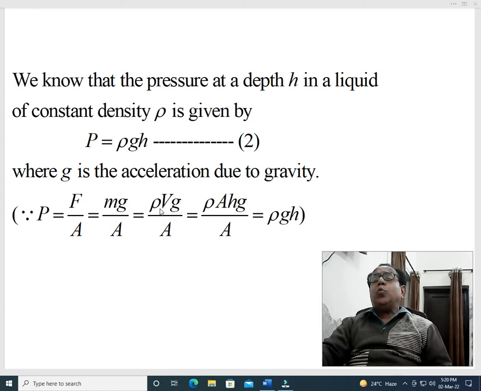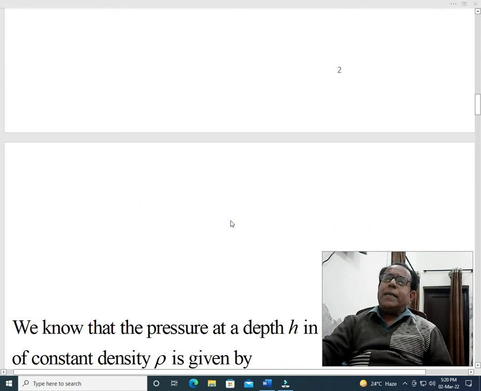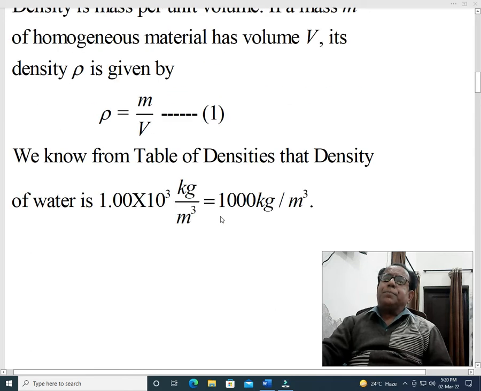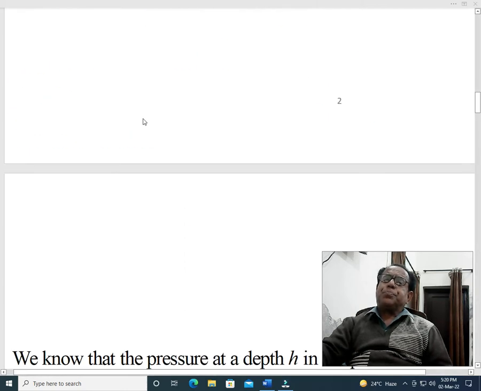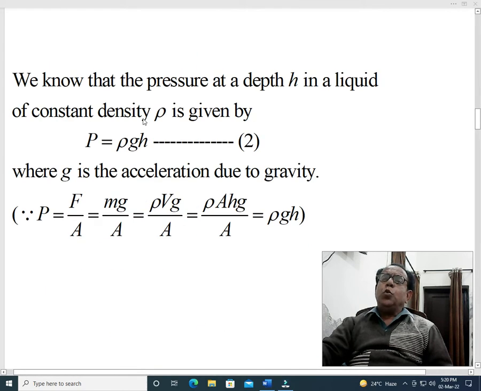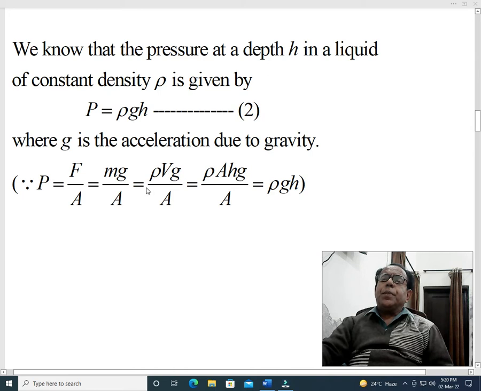We know that density is equal to mass per unit volume, m over V. This is equation number 1. From here m is equal to rho into V.